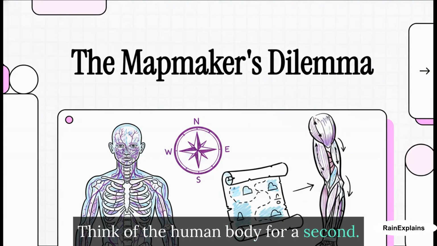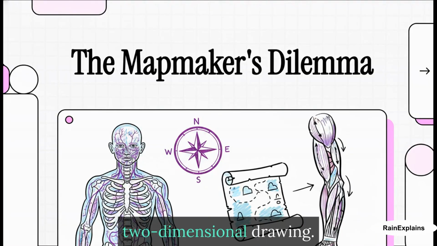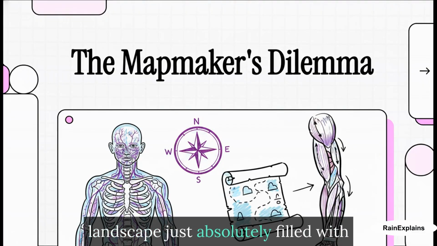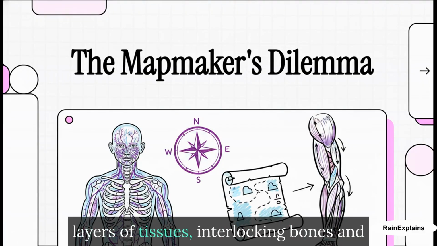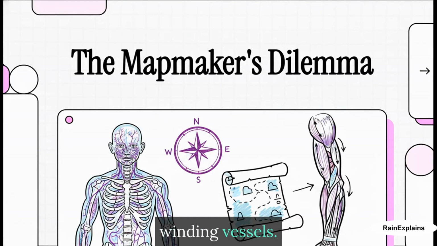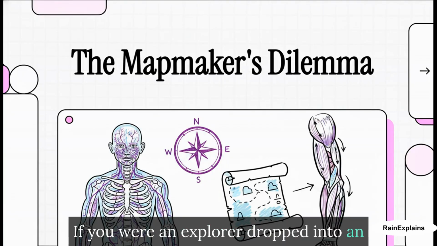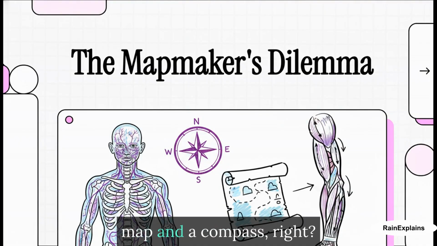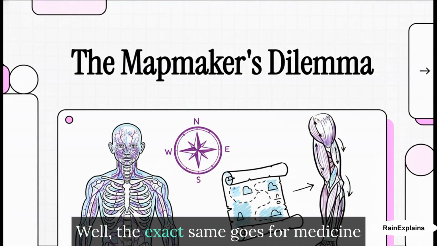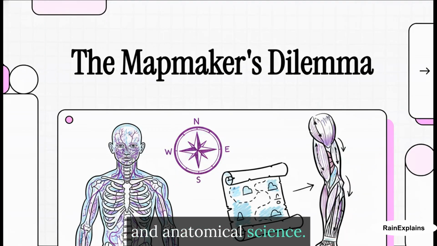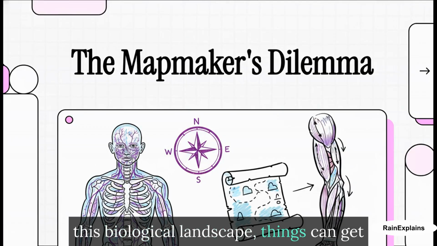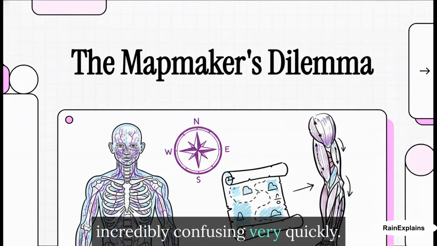We all possess a body, yet we rarely know how to properly navigate it. Think of the human body for a second. It is definitely not some flat two-dimensional drawing. It's a wildly complex three-dimensional landscape just absolutely filled with layers of tissues, interlocking bones, and winding vessels. If you were an explorer dropped into an unknown territory, you wouldn't survive very long without a highly precise map and a compass, right? Well, the exact same goes for medicine and anatomical science. Without a standardized way to navigate this biological landscape, things can get incredibly confusing very quickly.